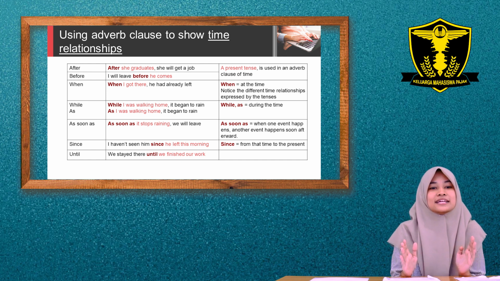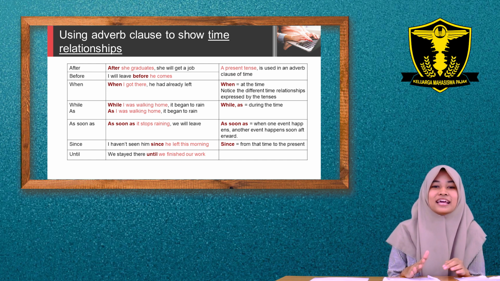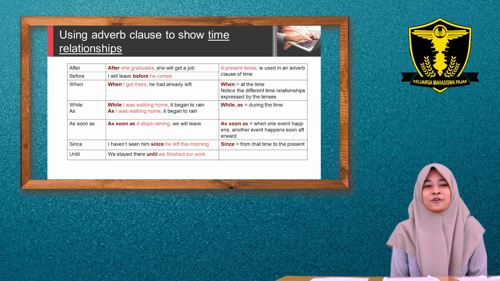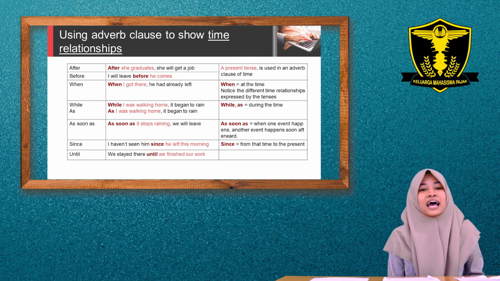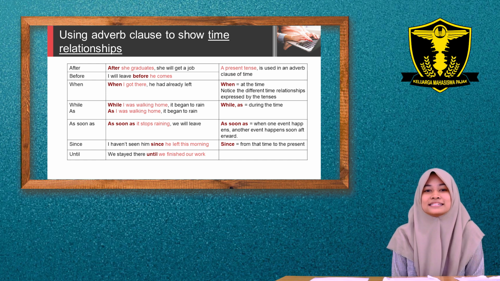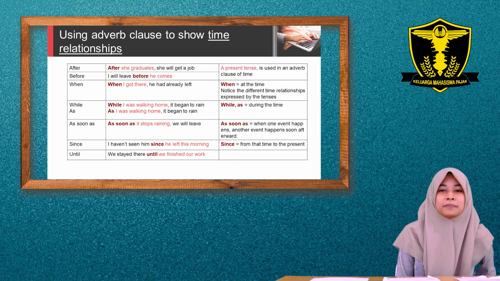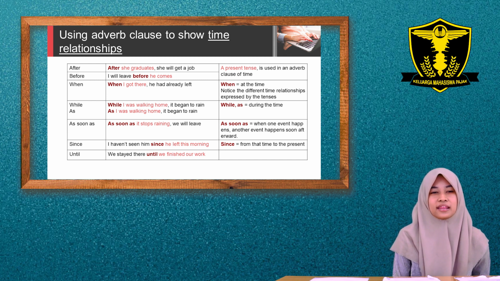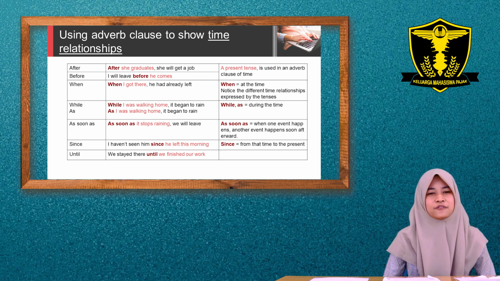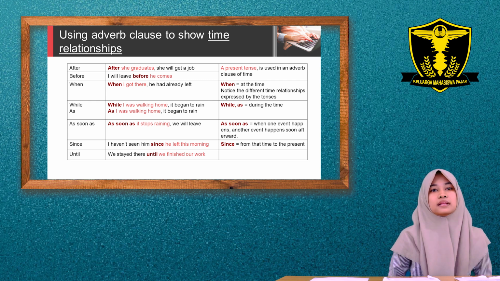And the next is since. I haven't seen him since he left this morning. Let me replay it. I haven't seen him since he left this morning. Since in this case means from that time to the present. And last is until, and the example is: we stayed there until we finished our work.